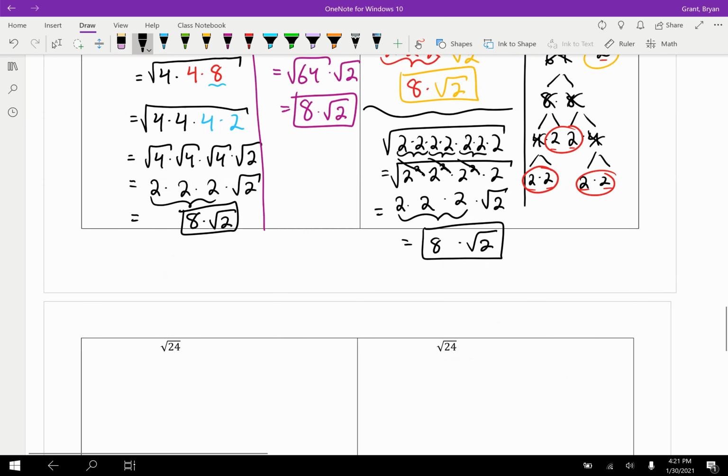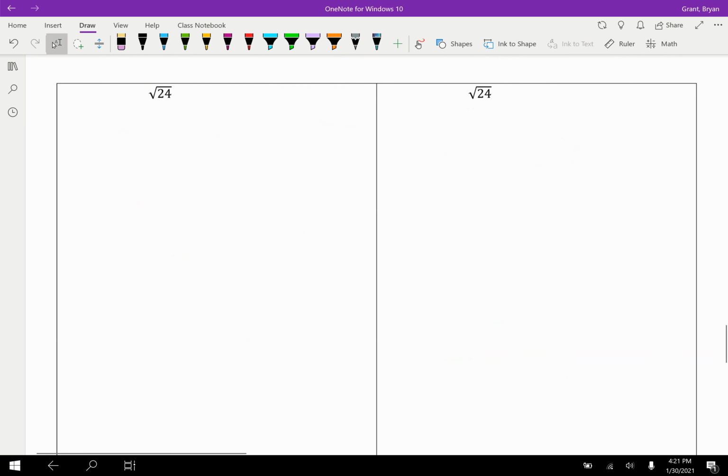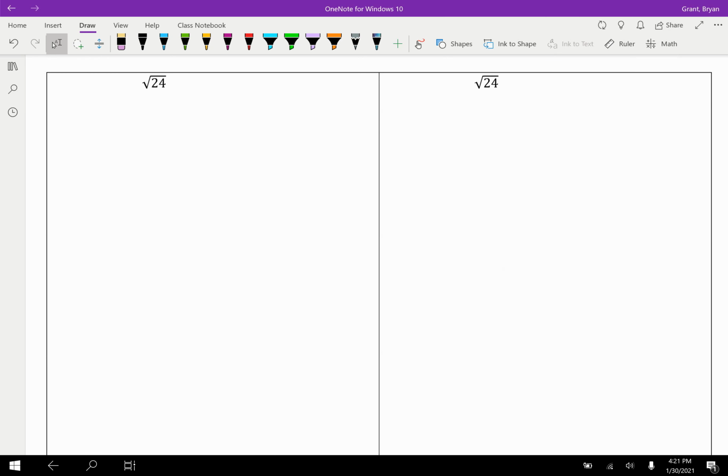So we have just a couple more to try, and then we're done for the day. But same thing as before. Why don't you guys go ahead and try these 2, and then we will come back together. Ready, set, go.